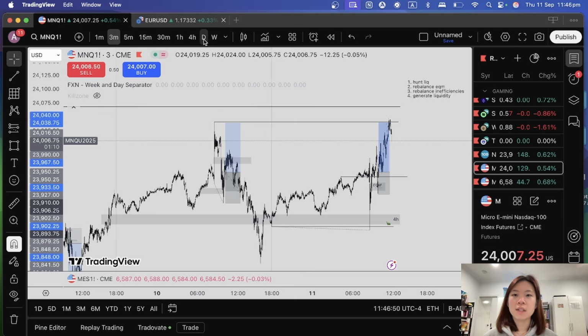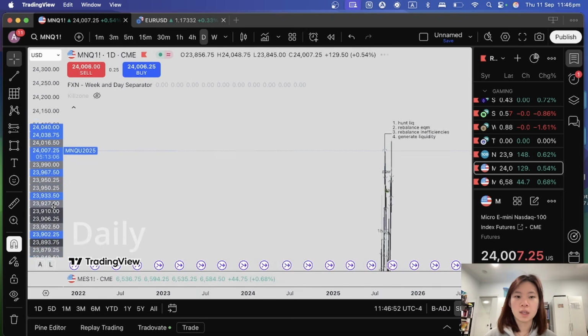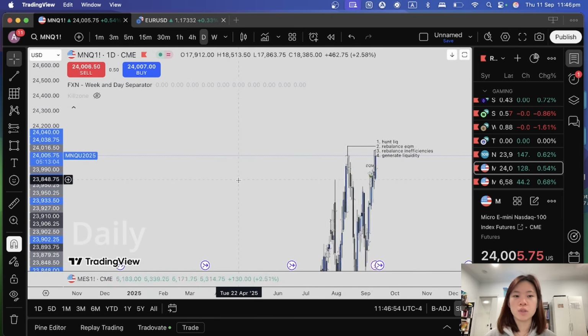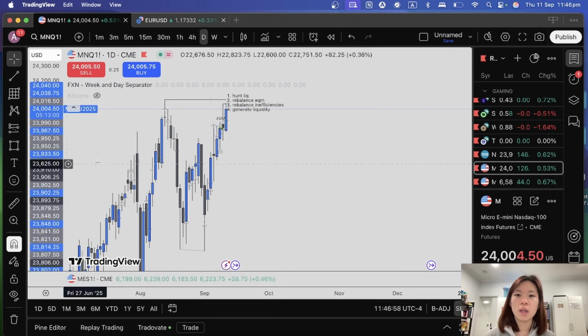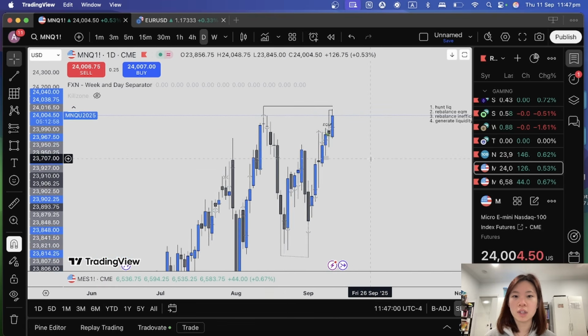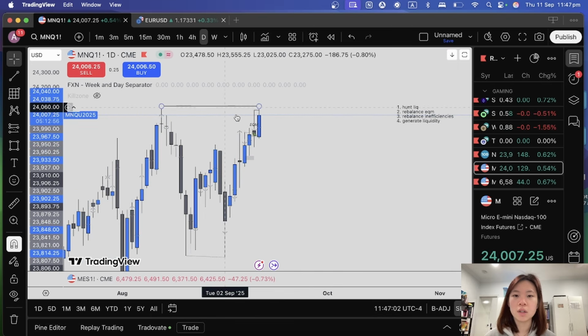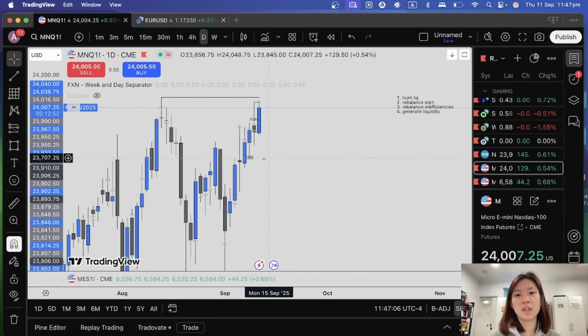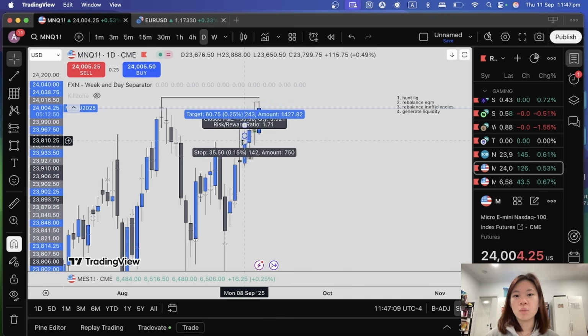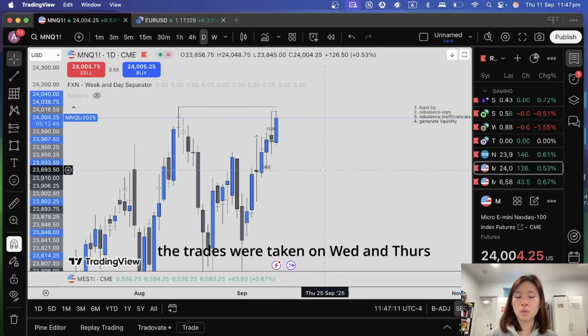So going back to yesterday, let's start on the daily time frame. We won't spend too much time on the daily, but just to give you a bit of context, this is what the daily is looking like. We can see NQ is currently approaching all-time highs right here, so it's pretty bullish, and I've been pretty bullish both yesterday and today. On Monday and Tuesday, we closed pretty bullishly as well, which is why I expected price to continue going up.